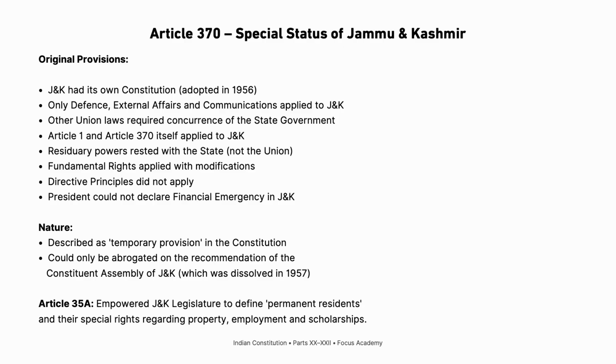Other union laws require concurrence of the state government. For the rest to apply, state government permission is needed. Article 1 and Article 370 itself apply to Jammu Kashmir. Now, what is Article 1? Article 1 says that India shall be a union of states. In that case, even Jammu Kashmir should be a union of states, right? It is a part of Article 1, but it is also a part of Article 370, which is the mini constitution. But that doesn't mean it is not a part of India.